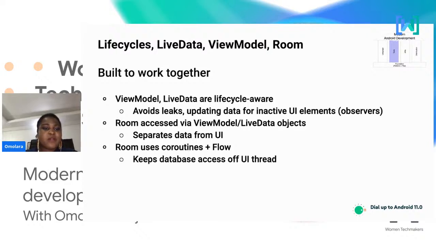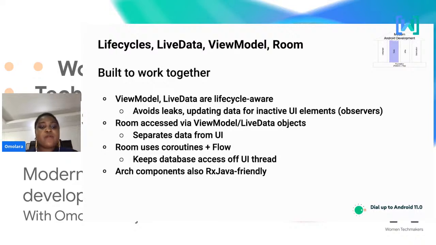These are just the benefits of using Flow and coroutines. It keeps database access off the UI thread. I know that at some point you've probably made the mistake of accessing your DB from your main thread, so definitely an exception will occur, but Room has made it possible so that you can keep your database access off your UI thread. And architecture components are also very RxJava friendly if you choose to use RxJava. I know that's not a new term these days, so many people are already familiar with RxJava.